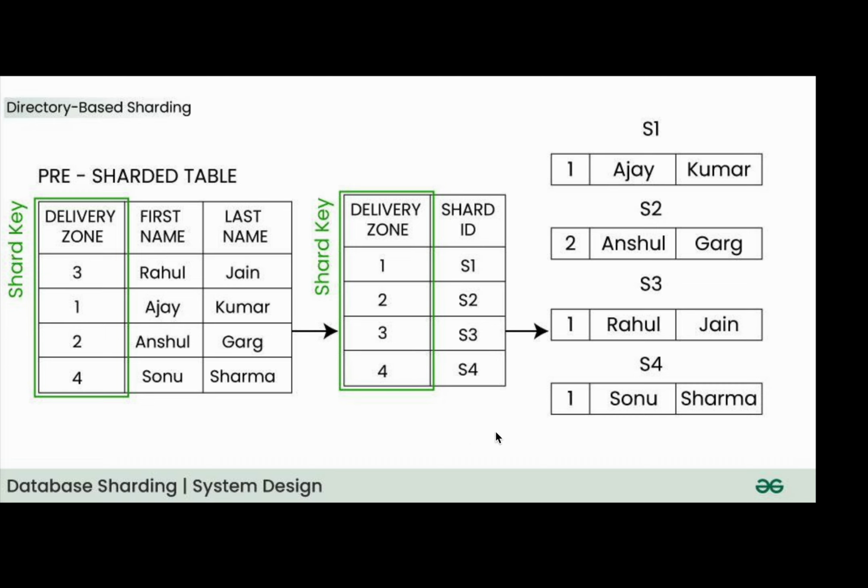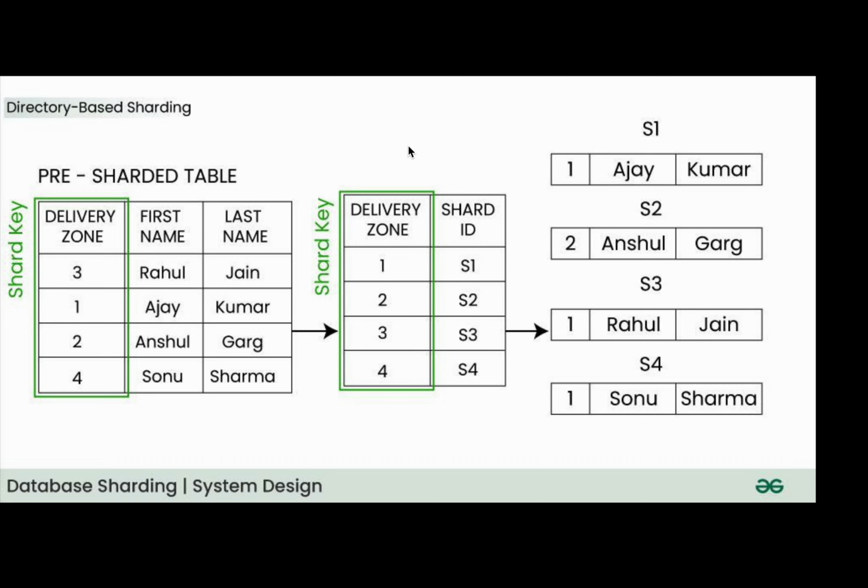So as you can see, this is how it works. You can look at this example. Okay, so how it works again, let's try to understand it. We have a lookup table. It contains static or semi-static info about which shards hold which data. Number two, we have the shard key. Each row or entity has a key, like a delivery zone in our example.